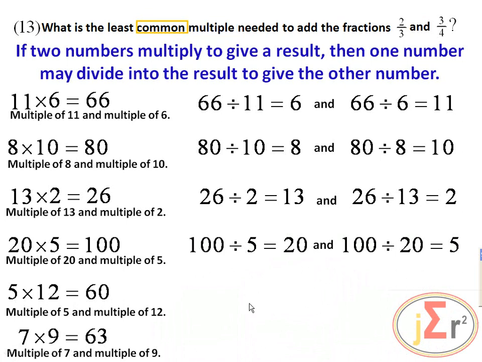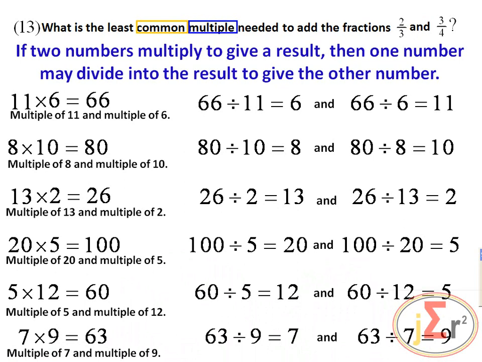Right, and 60 divided by 12 is going to be 5, and 60 divided by 5 will be 12. So when we multiply two numbers and we get a particular result, if we divide one number into that result, we will get the other number. And that is clear. So 9 sevens, 63. Therefore, 63 divided by 9 will give? 7. And 63 divided by 7 will give? 9. Okay.